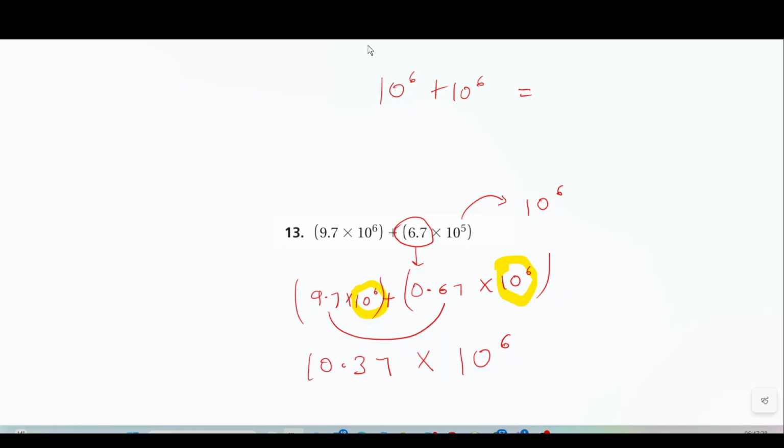But isn't 10.37 bigger than 10? Yes, we need to make it smaller. Now we will move the decimal here and this will become 1.037 times 10 to the power 7, right? Yes. And that's our answer.